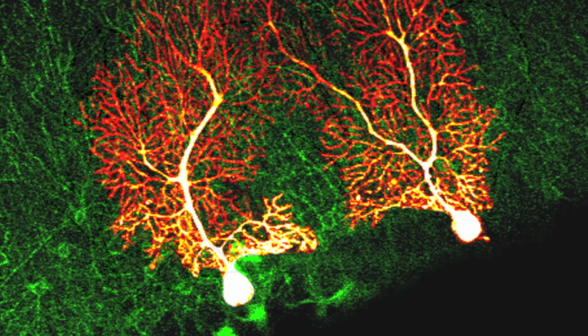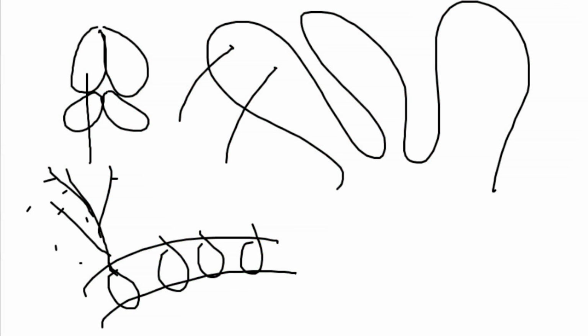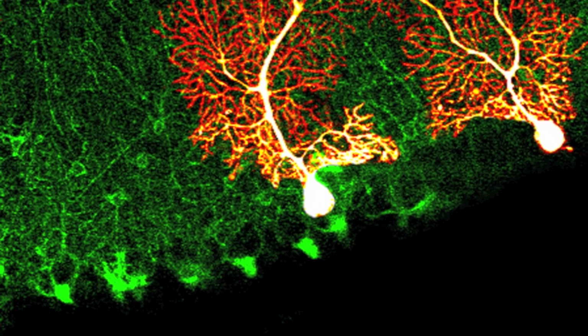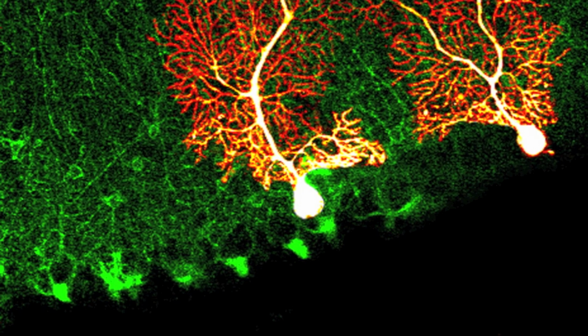And the green cells that you see, where the Purkinje cells make connections in the picture, are known as interneurons. So what we were trying to do is study how these Purkinje cells connect to the interneurons and how this leads to information processing inside the cerebellum.